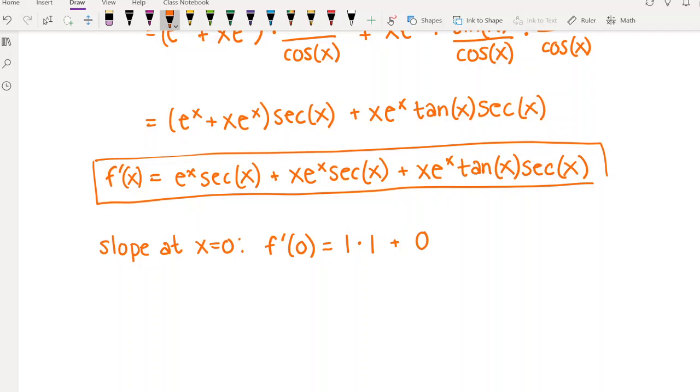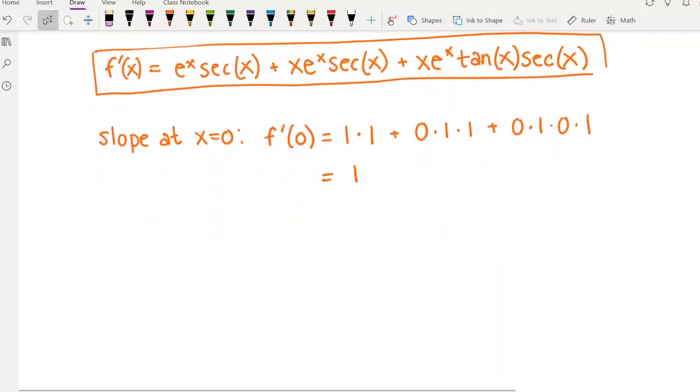We don't even have to write everything out. If it's 0 times some other stuff, you don't care what that other stuff is. And then same thing with this last part. I'll just write it so you can have it written down, but you don't really need to do these ones. So tangent of 0 is 0, secant of 0. So really all this comes out to just be 1.